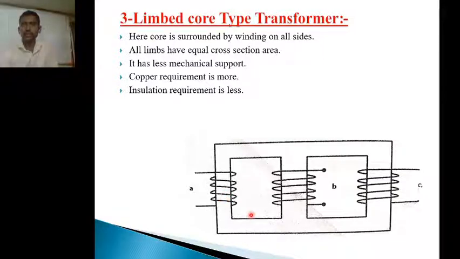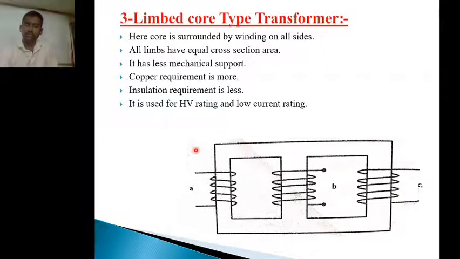And next, it is used for high voltage rating and low current rating. In the previous case also, the core type was used for the high voltage rating and the low current rating. In a similar fashion, the 3 limbed core type transformer is used for the high voltage rating and low current rating.